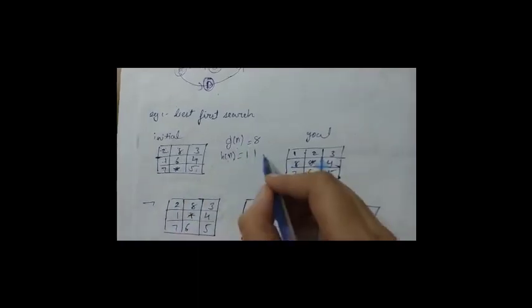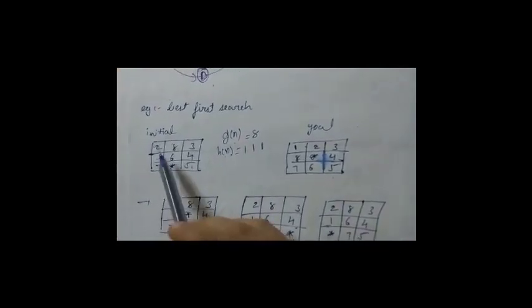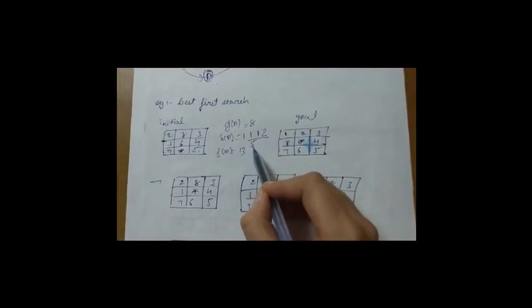Then 3 is already in position, 4, 5 already in position, 6 will need only one swap, and 7 is also correctly present, and 8 will need 2 steps, 1 and 2. Now add all this, 5. So f of n will be 8 plus 5, 13. That means for this conversion to achieve this goal state, it needs at most 5 steps. It cannot exceed this number 5.